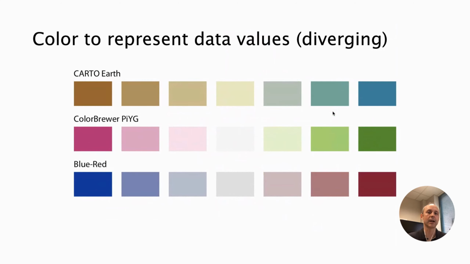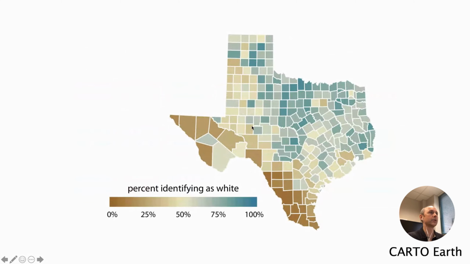Okay, so the next one, color to represent diverging data values. That's essentially stitching two sequential scales together in the middle. So here I have a light gray in the middle, and then it goes towards a green to the right and towards a purple on the left. Or here, this one goes to some sort of blue on the right and a brown on the left, right? Two sequential scales stitched together in the middle. And those are good if you have something that has a natural midpoint.